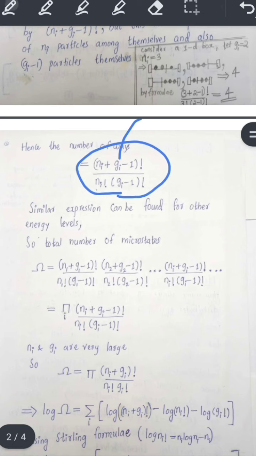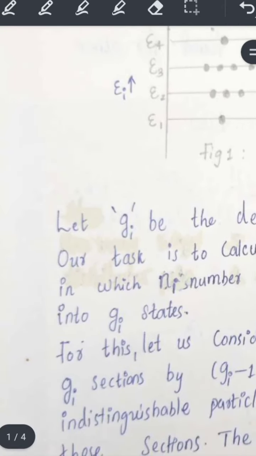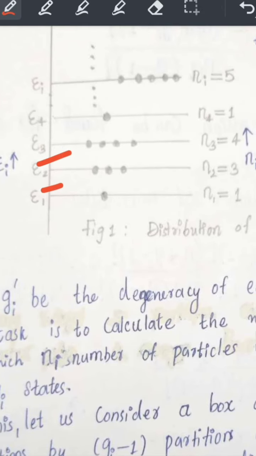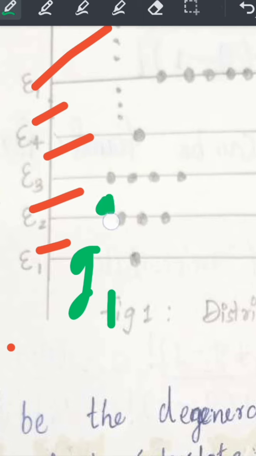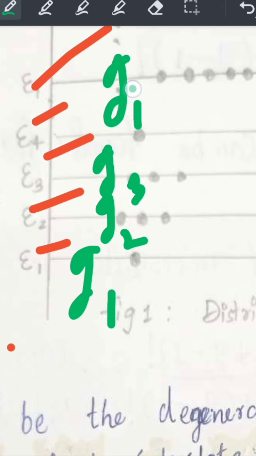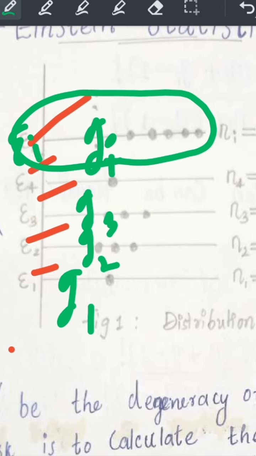Similarly, you can find the same type of expression for all other energy levels, like you can find the same type of expression for this E1, this E2, this E3, this E4, and the Ei. So imagine that this E1 is G1 fold degenerate, and this E2 is G2 fold degenerate, and this E3 is G3 fold degenerate, and this Ei is Gi fold degenerate. We actually find the expression for this E sub i, which has ni particles. This state has ni particles, and that Ei state is Gi fold degenerate. So we can find the same type of expression for all these energy levels.